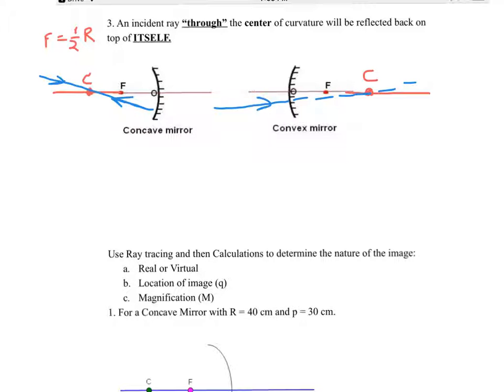And then, but it doesn't go through the mirror. It hits the mirror and reflects straight back. So the reflection comes back this way, right on top of itself. So now let's show you how that actually applies to solving problems and locating images in, quote unquote, in the mirror.